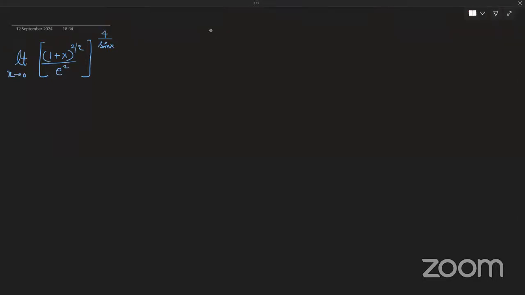So we just bluntly, first of all, try to see which form it is coming in. So when we try to see 1 plus x raised to 2 by x, its value came out e square, right? Because it was 1 raised to infinity form. So e square by e square. What is e square by e square? It was 1. 1 raised to infinity form, right? So how do we solve 1 raised to infinity?